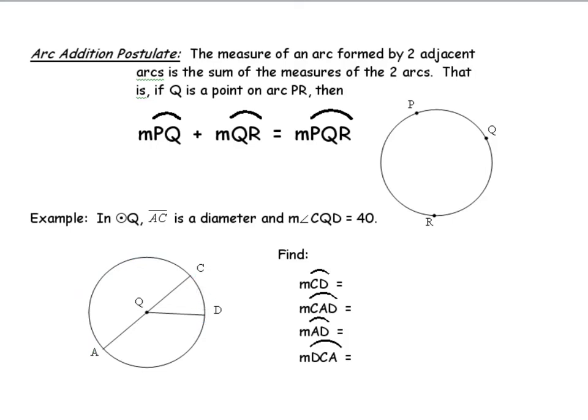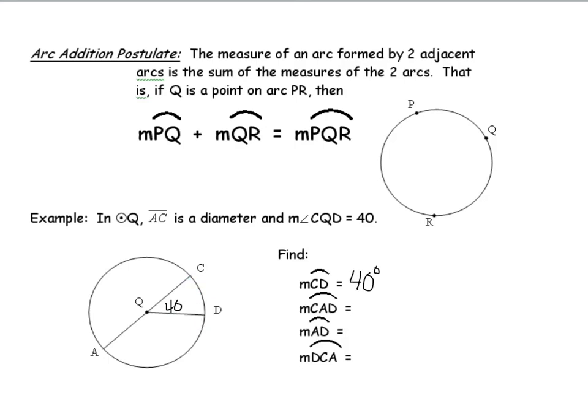The other thing they're telling me is angle CQD is 40 degrees, so I'm going to label that with a 40. If I need to figure out the following information, let's talk about arc CD. So arc CD here should equal the same exact measurement of the central angle that forms that arc. So arc CD is going to be 40 degrees.